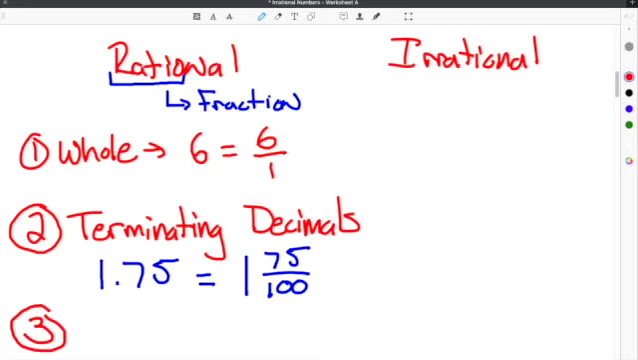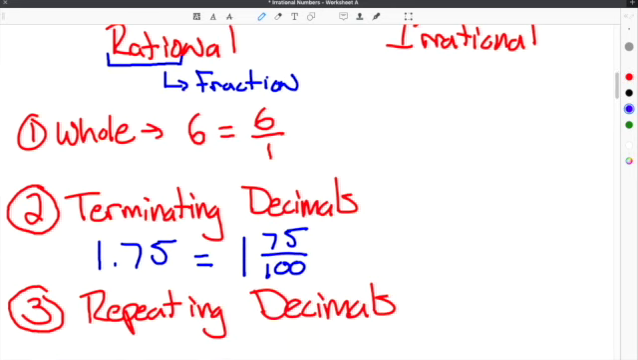The third type of rational numbers are repeating decimals. Most commonly you will see 0.3 repeating, which is 1/3, or 0.6 repeating, which would be 2/3. It's any decimal that repeats the same pattern over and over again.